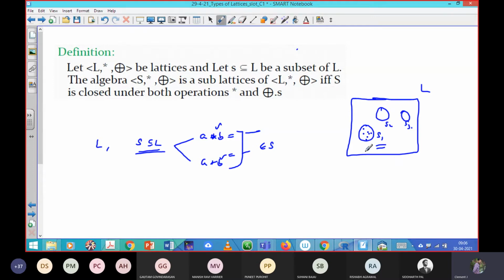Have you understood this definition? Can we step into the examples related to that? Can you explain this definition once again?